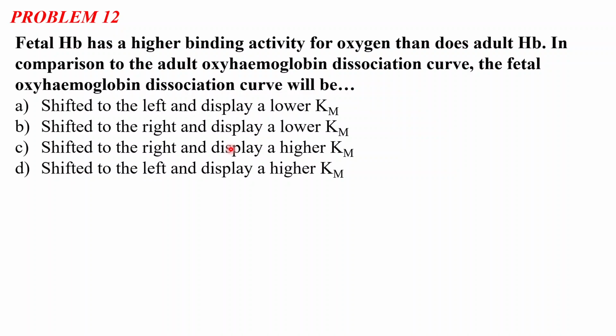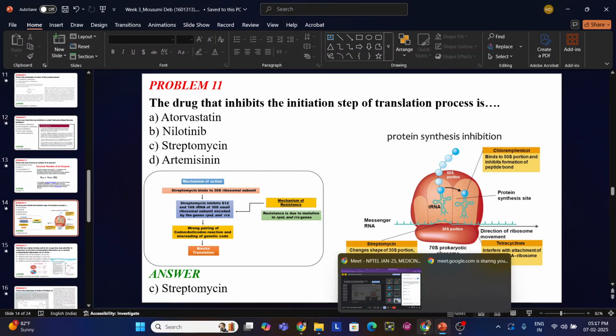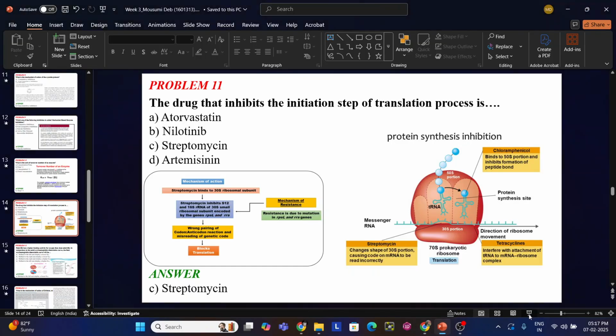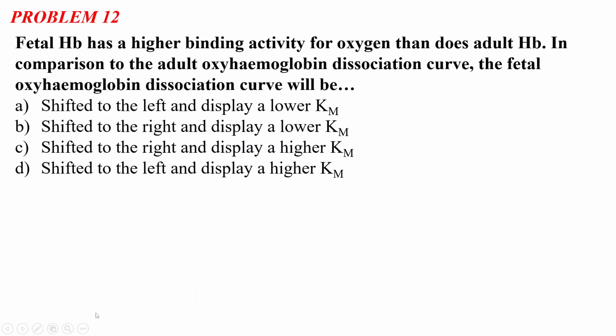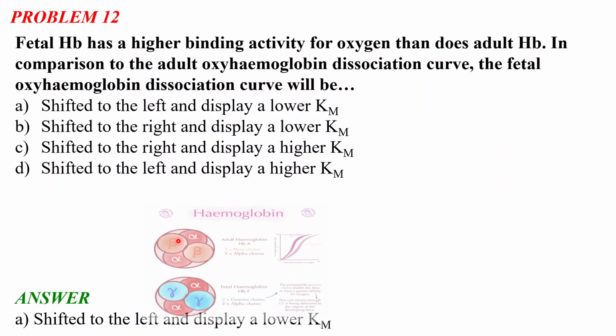So let me check the chat box now. Okay, I have received an answer which says it is number C. One is saying it is the number A. So two options I have received as answers, number A and C. Let me check which of the following is the correct one. So the correct answer will be number A, shifted to the left and display lower Km.